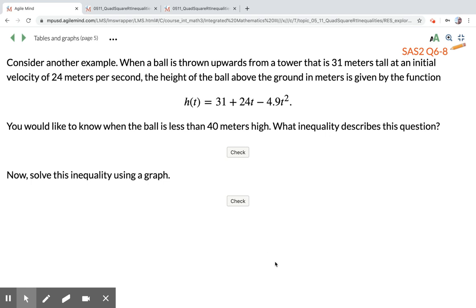And then for question number 7, I'd like you to graph it to solve the inequality. Go ahead and hit pause to work these out. Hit play when you're ready to check your work.